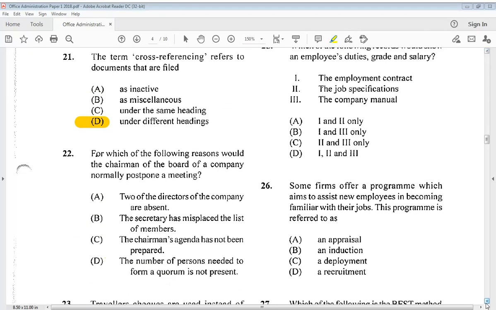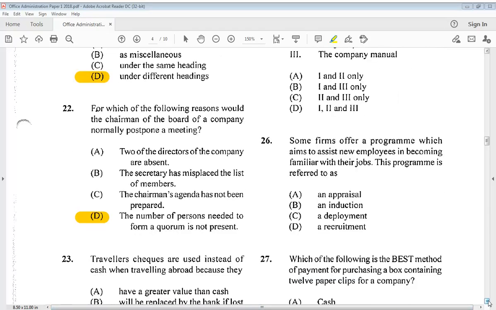Let's go to 22. For which of the following reasons would the chairman of the board of a company normally postpone a meeting? A. Two of the directors of the company are absent. B. The secretary has misplaced the list of members. C. The chairman's agenda has not been prepared. Or D. The number of persons needed to form a quorum is not present. So we know our answer is D. The number of persons needed to form a quorum is not present.